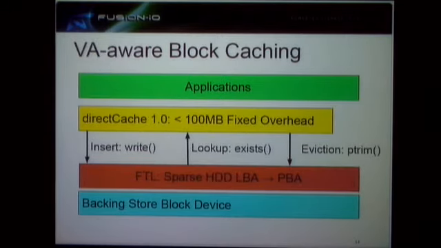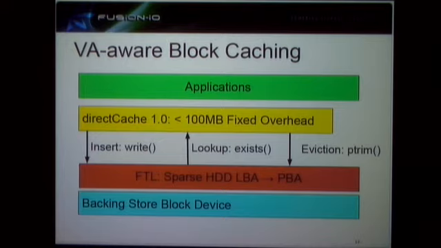So using these interfaces and the notion of sparseness, Fusion has developed our own cache mapping solution that we're calling Direct Cache. It simply uses the exist and persistent TRIM interfaces to use the FTL as the block mapping. If the FTL is implementing a sparse mapping equivalent to the full size of the backing store device, we simply need to do a write into the FTL to provide an insertion at the appropriate cache address. We can look things up by looking for an exist. We don't actually have to touch the media. This is an in-memory map. And then for eviction, we can simply issue a persistent trim.